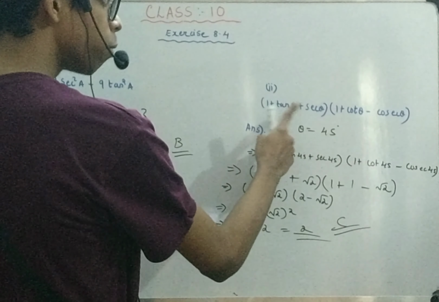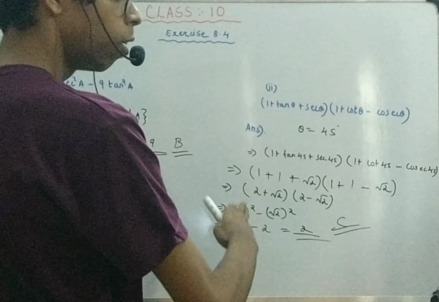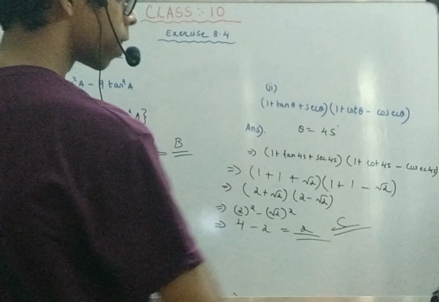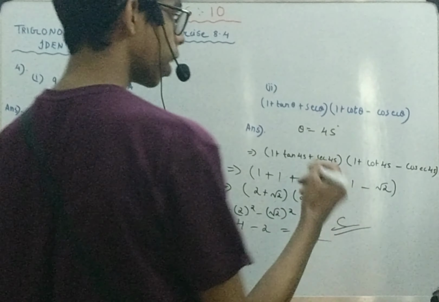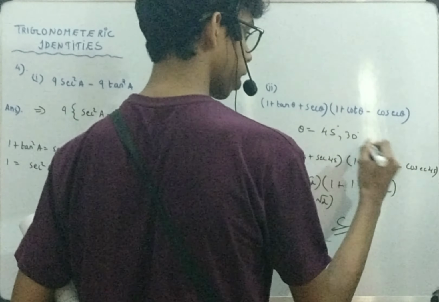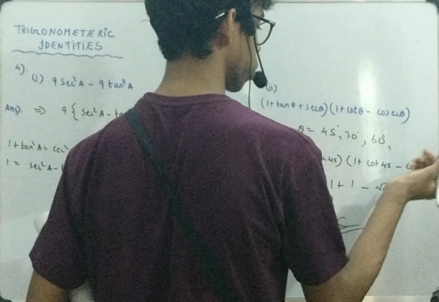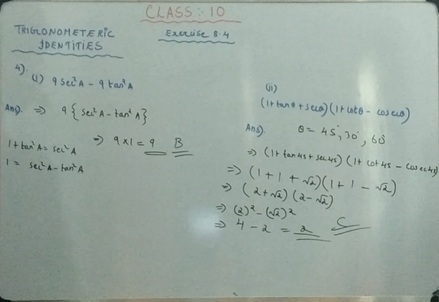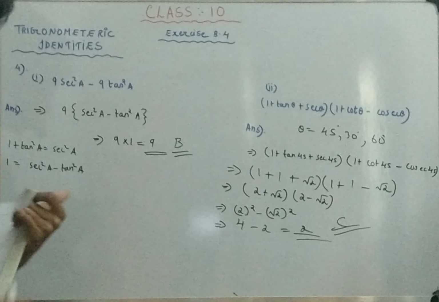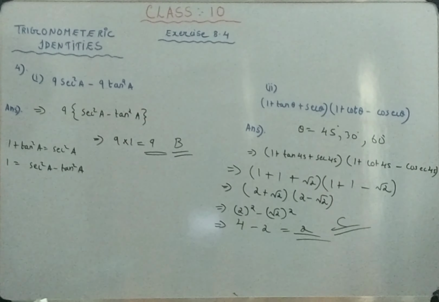Since we know tan 45 is 1, for easy calculation I take theta equal to 45. If you want, you can take theta equal to 30 or theta equal to 60 degrees and try it. Even if you substitute those values, you will get the answer as 2. Okay, so I hope it is clear.